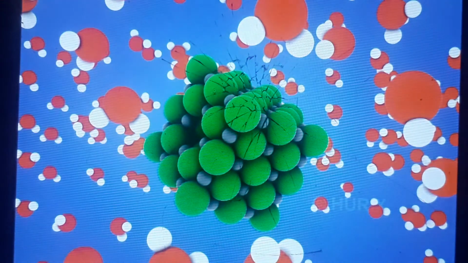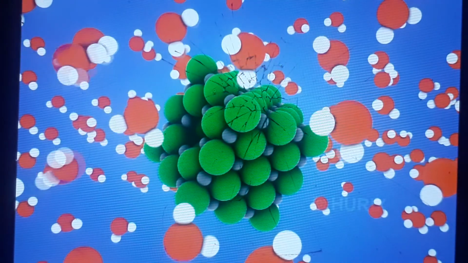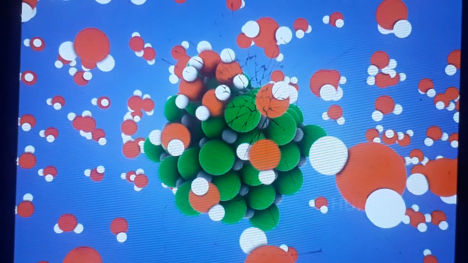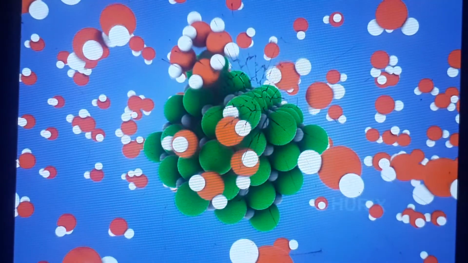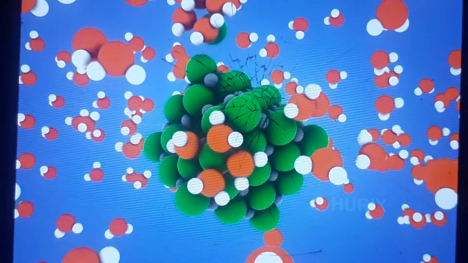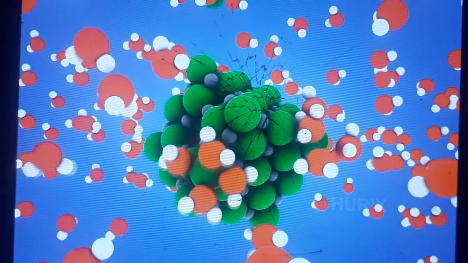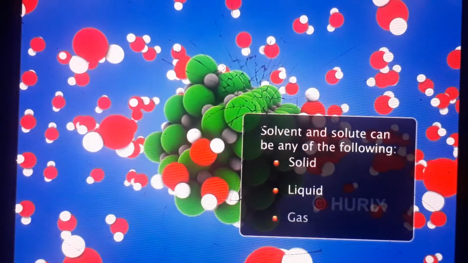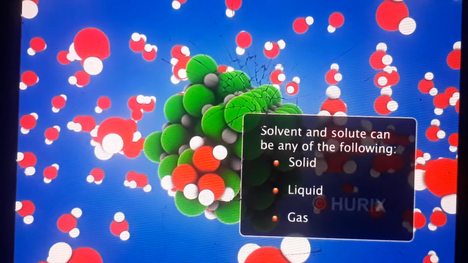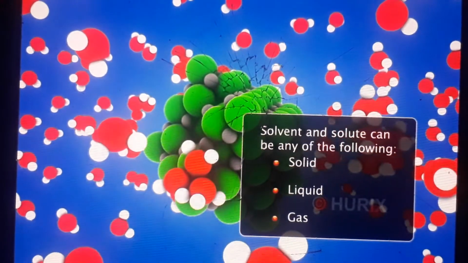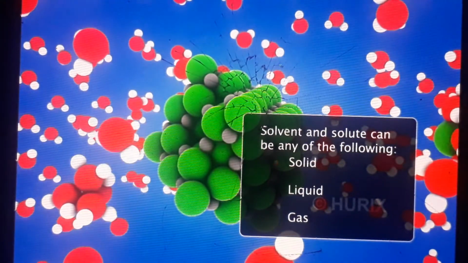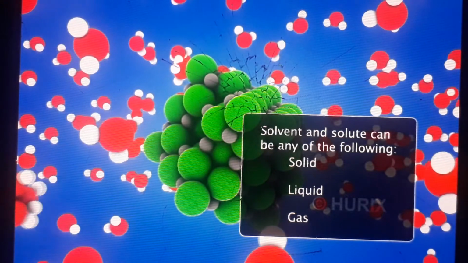Water molecules surround the solute molecules and act to distribute the solute particles uniformly. The result is homogeneity, that is, a uniform solution. A solute can be solid, liquid, or gas. Similarly, a solvent can be solid, liquid, or gas. A solution is always homogeneous.